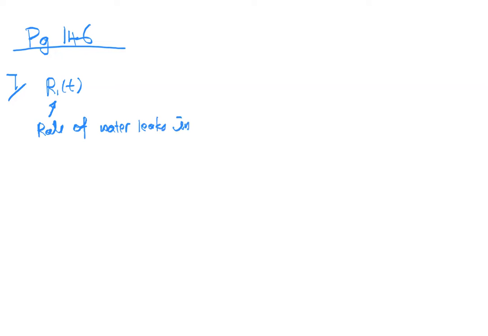Okay, so it's equal to 5 minus 5e to the power negative 0.2t. When I read this, I will straight away put it into my calculator. Liters per minute.